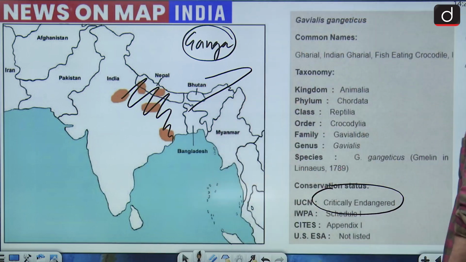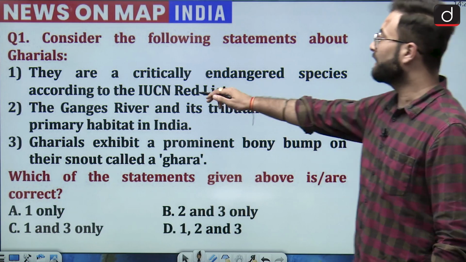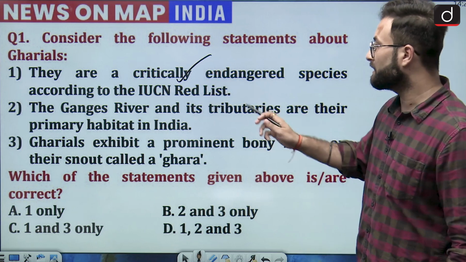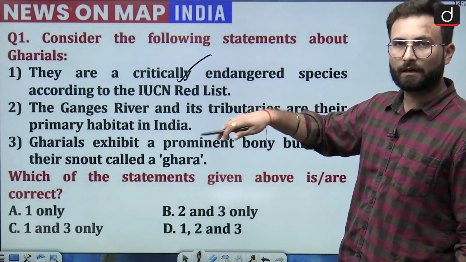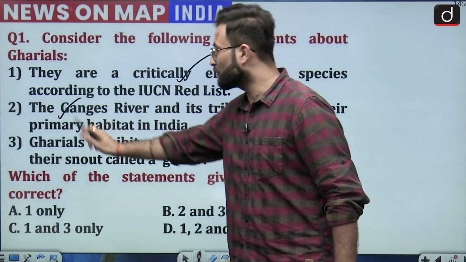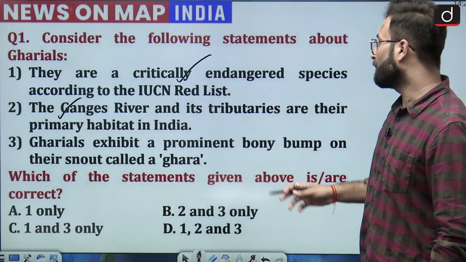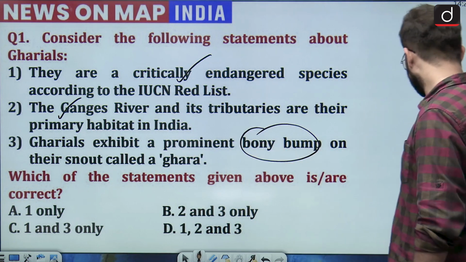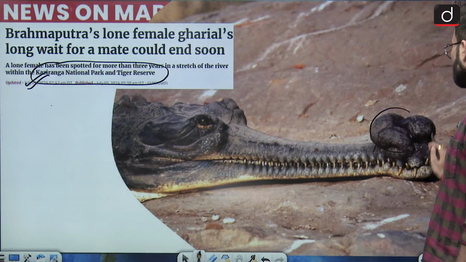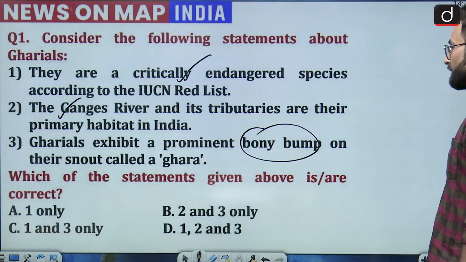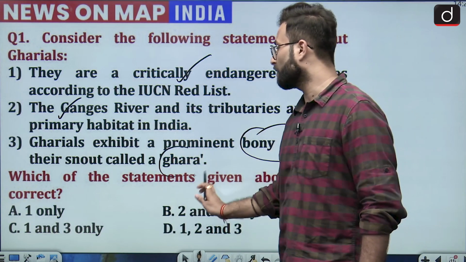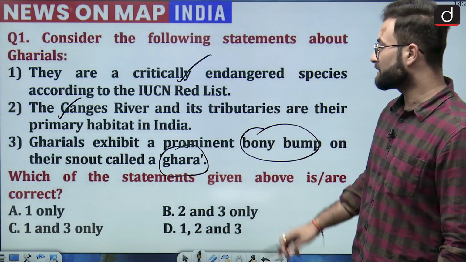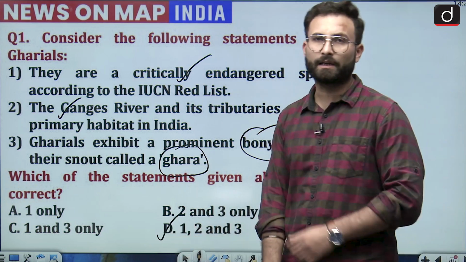We have talked about almost everything that was given in the statements. One, it is critically endangered. This is correct. Second, it is found in the Ganga river system and its tributaries. So that is also correct. Gharial exhibit a prominent bony bump. We have talked about this bump over here. This is the bump they are talking about on the snout, and this is called Ghada, and that is why they are called Gharials. Okay, so all the statements are correct. You can say option D is your correct answer over here.